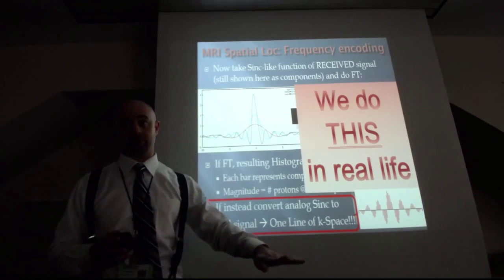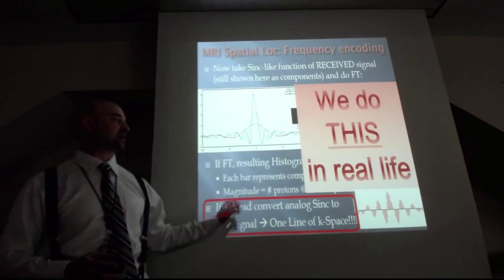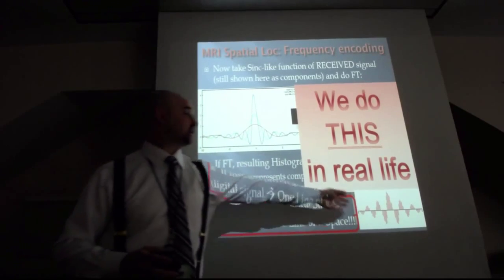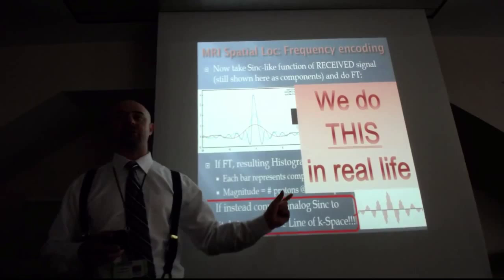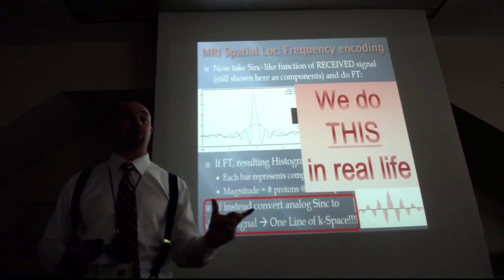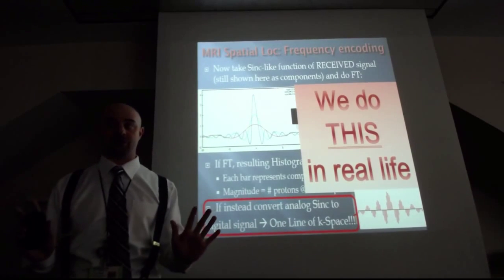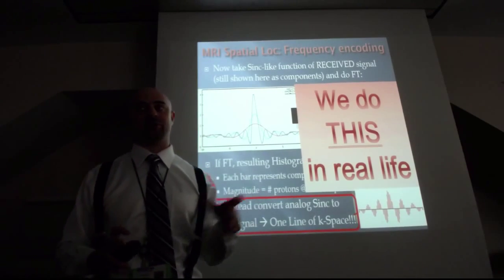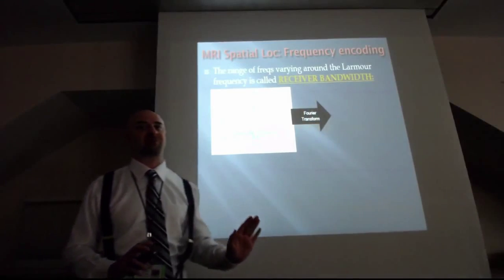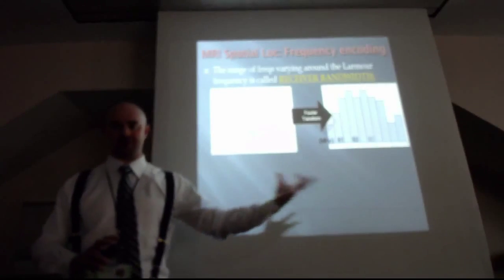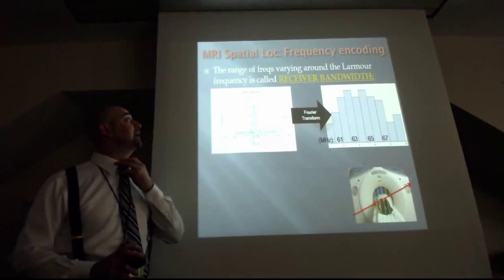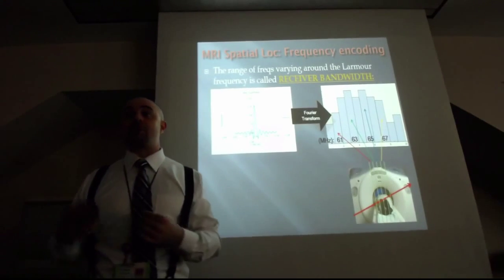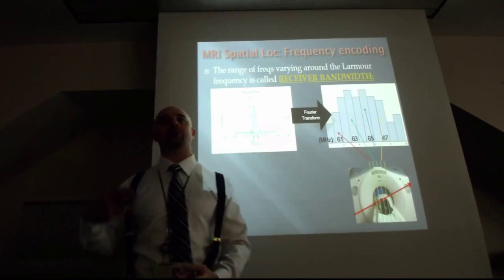That's not what we do in real life. What we do in real life is we just convert that echo into a digital function, and we enter those digital data along a line of K-space. No Fourier transform yet. At the end of K-space acquisition, we do a 2D Fourier transform on the whole thing. So that is a difference, but I'm going to keep doing this like this just to show you how it works.